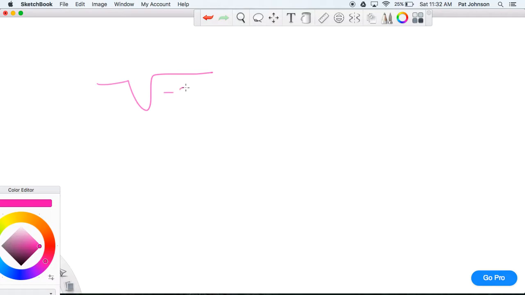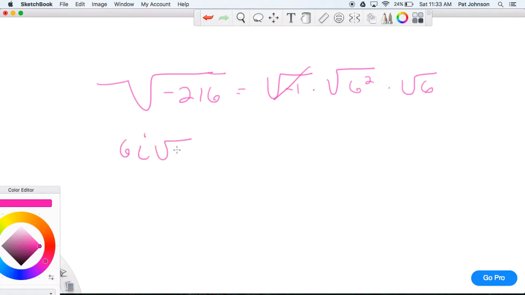Let's look at another one. What if I wanted the square root of negative 216? Well, we can break that down to the square root of negative 1 times 6 squared times 6. We know the square root of negative 1 is i, the square root of 6 squared is 6, and I'm left with the square root of 6. And there is my solution.